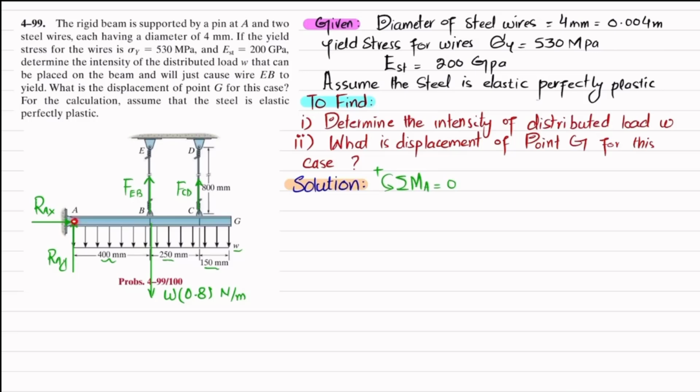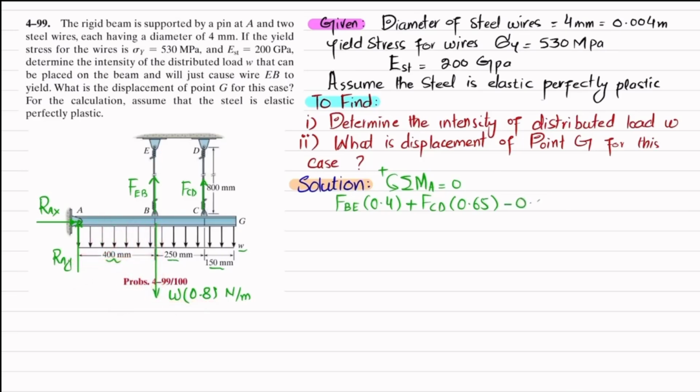You can see the moment about point A, the first moment is due to this FEB, and perpendicular distance is 0.4 meter, and this is producing counterclockwise, so it will be positive. So I will write FBE into 0.4. The second moment is due to this FCD, and perpendicular distance is now 0.65 meter, and this is also producing counterclockwise, so it will be positive. So I will write plus FCD into 0.65, and the last moment is produced due to this W into 0.8, and perpendicular distance is 0.4, and this is producing clockwise, so it will be negative. So I will write minus 0.8 times W into 0.4. From here we get 0.4 times FBE plus 0.65 times FCD is equal to 0.32 W. This is your equation number 1.